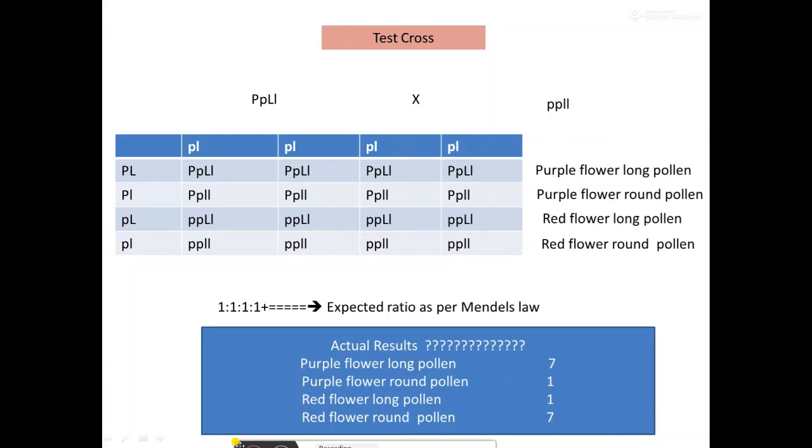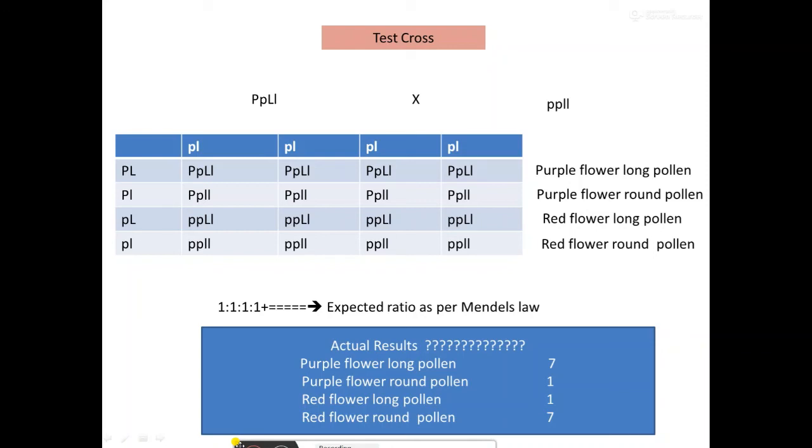That is, the purple flower with the long pollen, the purple flower with the round pollen, the red flower with the long pollen, and the red flower with the round pollen were found in the ratio of 7 is to 1 is to 1 is to 7, unlike the expected 1 is to 1 is to 1 is to 1 ratio as per the Mendelian law. So during this study, Bateson and Punnett noticed that the parental characters, purple flower with a long pollen as well as red flower with a round pollen, were found predominantly in number over the recombinant ones which have been formed.